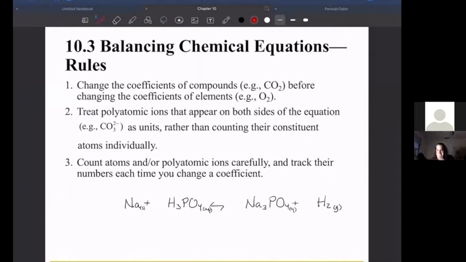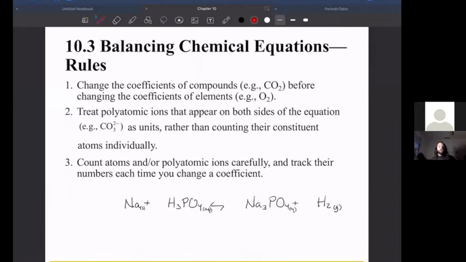All right. So yeah, just some other tips. So first of all, if you have an element that's all by itself, worry about that last. Okay, we're going to see this when we talk about combustion equations here real quick. But yeah, so for example, a compound like CO2, you would want to worry about that before worrying about the element O2. It's basically easier to do those at the end.